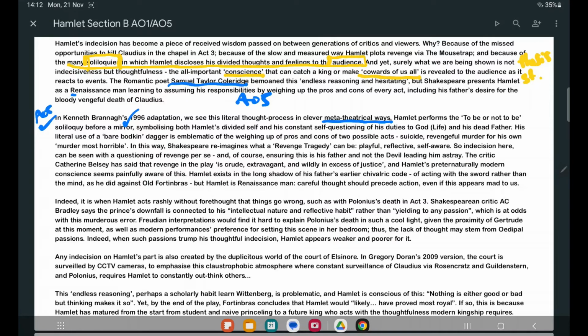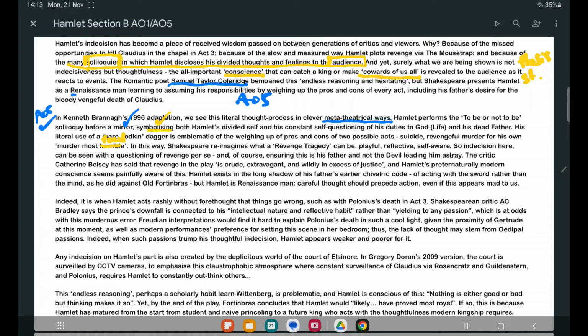But I'll change back to this. Symbolizing, that's terminology, both Hamlet's divided self and his constant self-questioning of his duties to God, life, and his dead father. His literal use of a bare bodkin dagger is emblematic of the weighing up of pros and cons of two possible acts, suicide or revengeful murder for his own murder most foul.